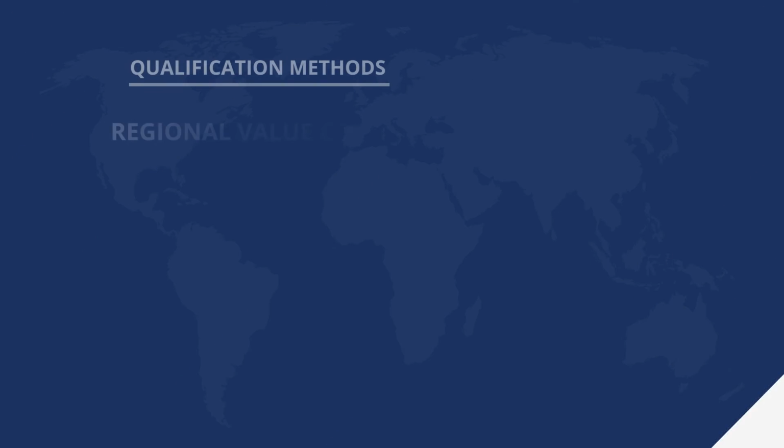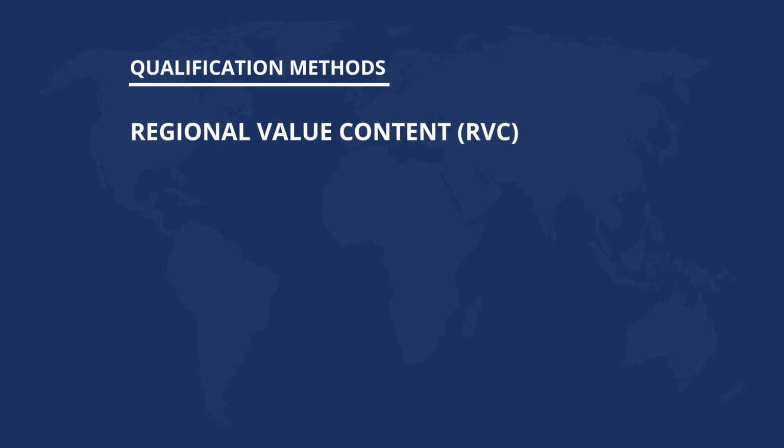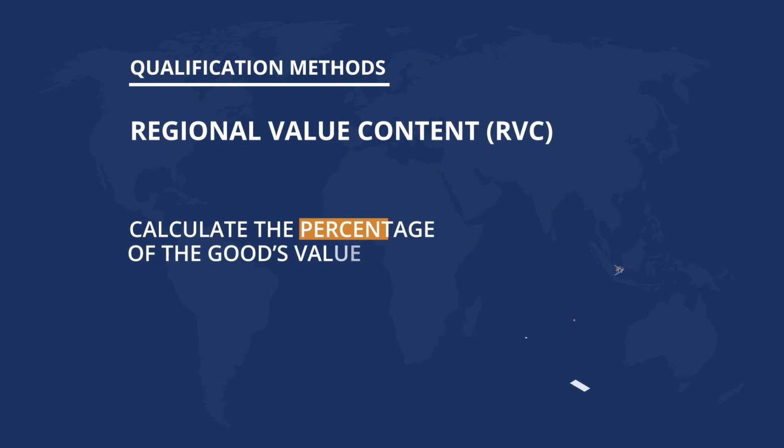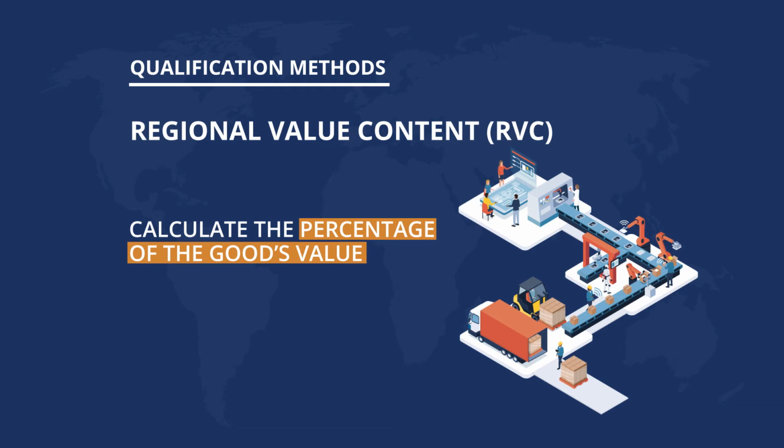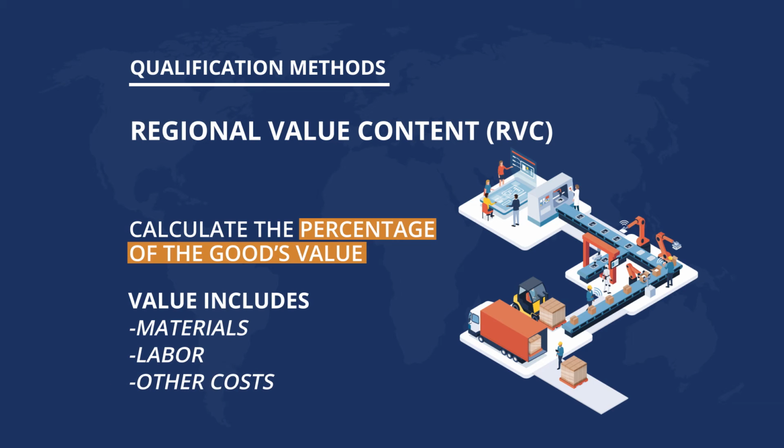In the second method, the regional value content or RVC method, you calculate the percentage of the good's value coming from any country within the FTA area. This value includes materials, labor, and other costs that go into creating your final good. It must meet a certain threshold to qualify.